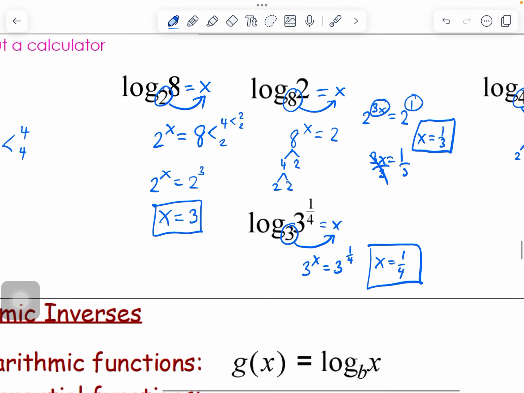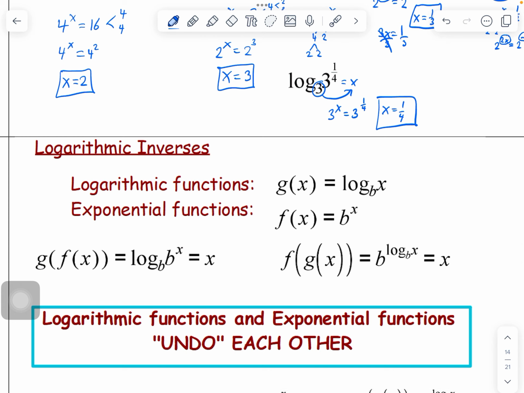All right, so that's just a quick review of the logs and how we can evaluate without a calculator. Now let's get into the inverses. This is the new part of our lesson today. So log and exponential functions are inverses of each other. We're always allowed to rewrite them in the opposite form. But if we do the composition of them, we end up getting x. So they're inverse functions. Basically, they undo each other.